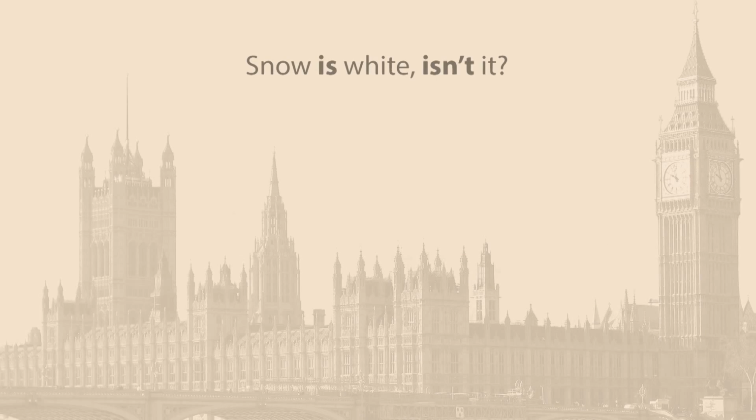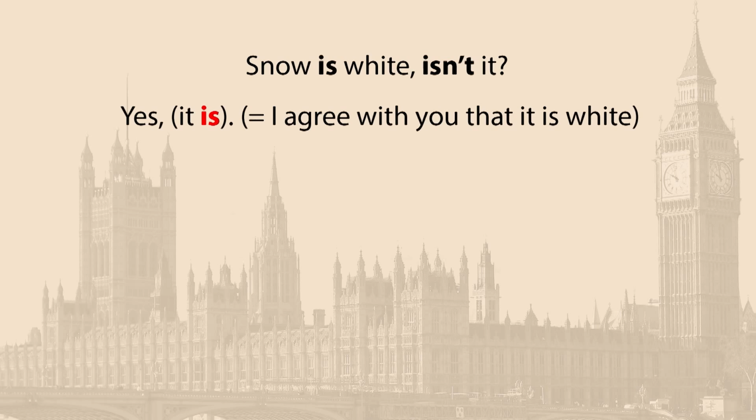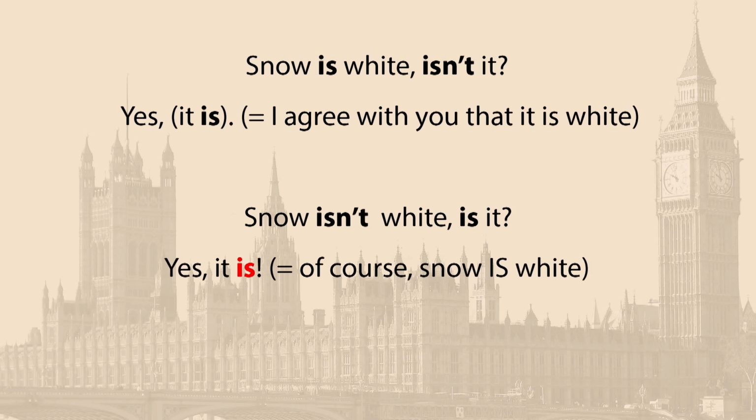So how do we answer a tag question? Often we simply say yes or no. But sometimes we need to be careful when answering certain types of tag questions. For example, everyone knows that snow is white. So if we ask, snow is white, isn't it? The correct answer will be, yes, it is, meaning, I agree with you that it is white. But if we ask, snow isn't white, is it? The correct answer will be, yes, it is, meaning, of course snow is white, not no, it is.